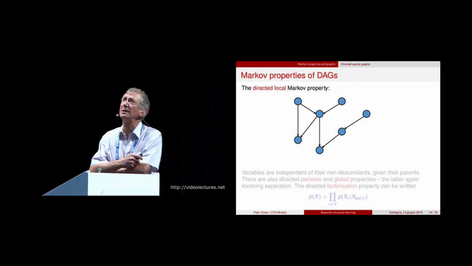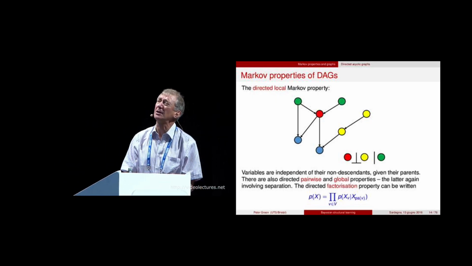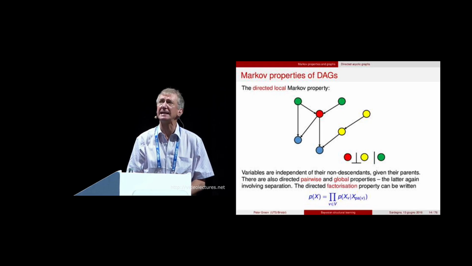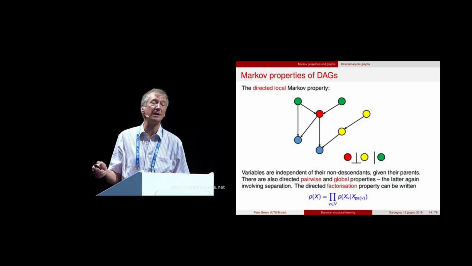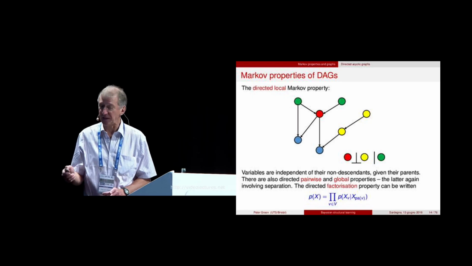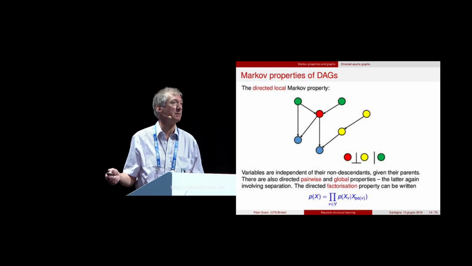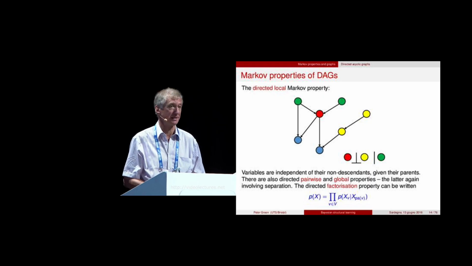The Markov property in its local form for a directed graph says the following, rather more complicated statement. Variables are independent of their non-descendants given their parents. So in my picture here, if we look at the red variable, its non-descendants are the 2 yellow nodes, and it is true, if the directed local Markov property holds, that red is conditionally independent of yellow given green. And the factorization property, of course, is the property we always use when we're building models, that the joint distribution of all variables is the product of the conditional distributions of variables given their parents in the graph.